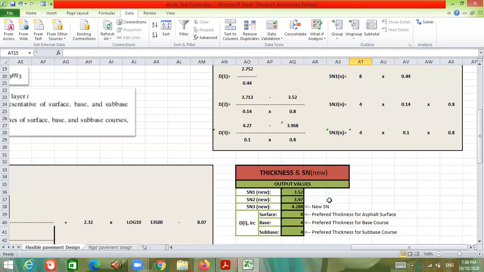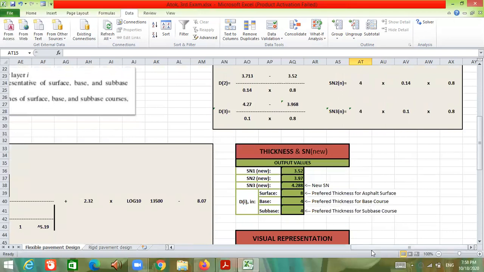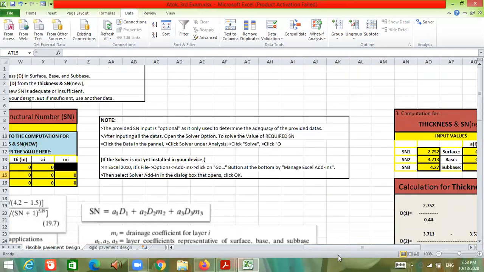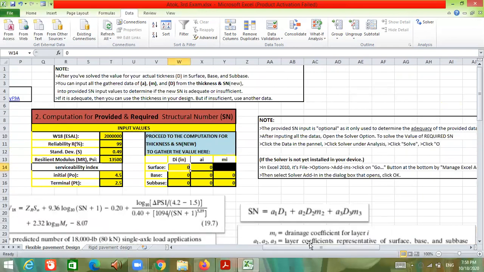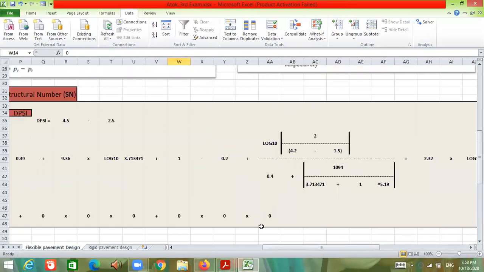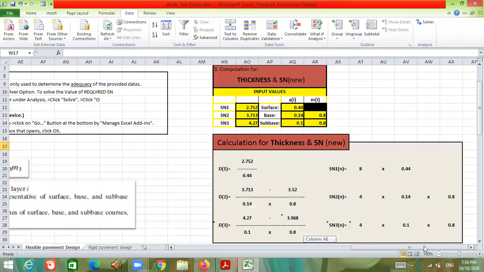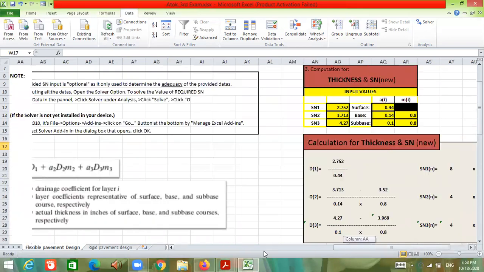And for us to test if it is adequate or not, we are just going to input the values for our thickness, layer coefficient, and drainage coefficient here. Since we've got the value for our thickness as 8 in the surface, 4 as our base, and 4 inches for our subbase, we are just going to input 8 inches, then 4 inches, 4 inches. As for our layer coefficient, we are just going to copy the value given in our problem in our module, which is 0.44 in our surface, 0.14 in our base, and 0.1 in our subbase.